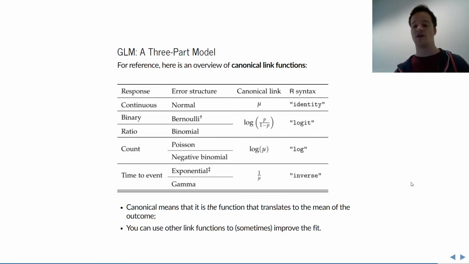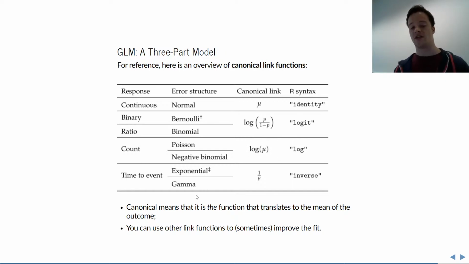Now, there is only one canonical link function for every probability distribution. For the normal distribution, it's doing nothing, which is why you don't need a GLM for a normal distribution. You could just use a linear model. For binary data and ratios, it's called the logit, and for count data, it's the logarithm. These two are the only ones you have to remember.